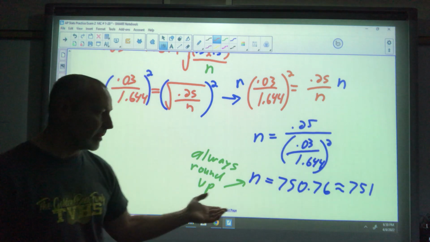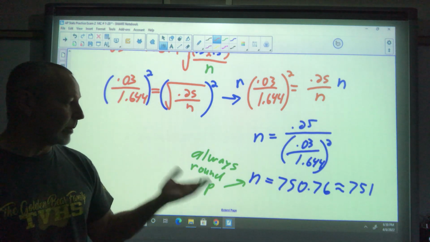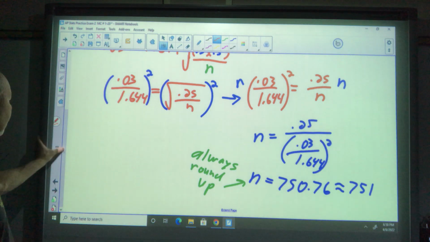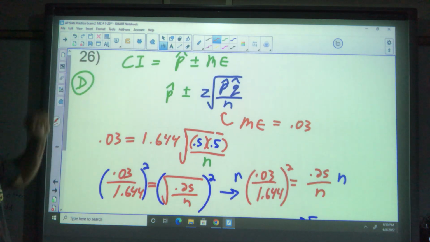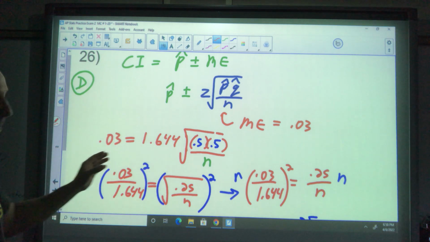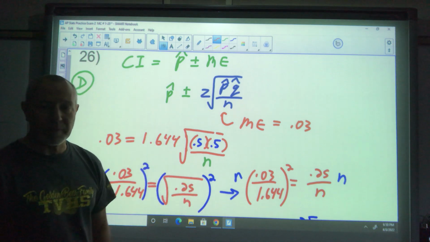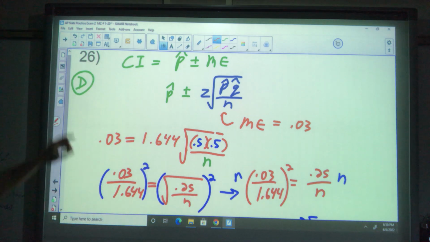That would always round up to 751. The closest answer they have is 752, so we would choose that. And I wrote it here, it looks like answer D is that correct one, okay? So this is a good one, guys. You should know how to do this problem right here. And if they tell you P, you put the P in there. If they don't, you put in the 0.5. It's like the same math.